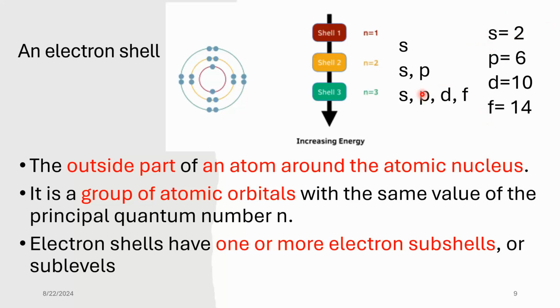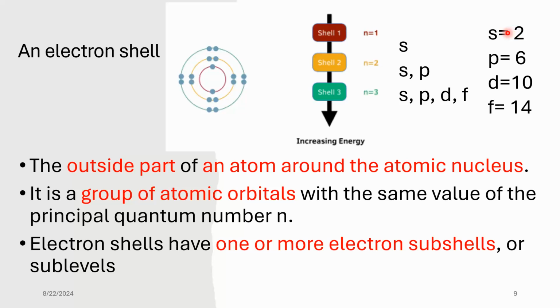For example, shell number 1 has only one orbital, the s orbital, and we know the s orbital can have only two electrons. So if a shell has only two electrons, it will have minimum energy. Why? We know an electron has a negative charge, and an electron also has its own energy. So if there are only two electrons, the shell has only the energy present in those two electrons.